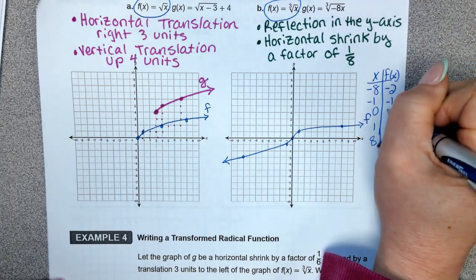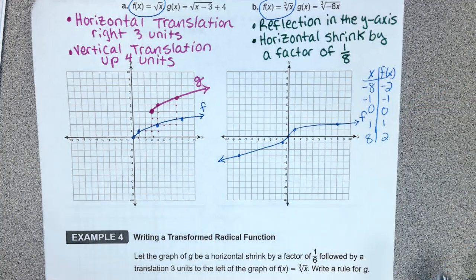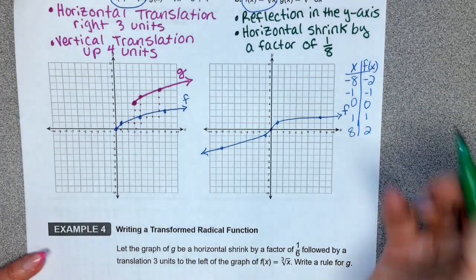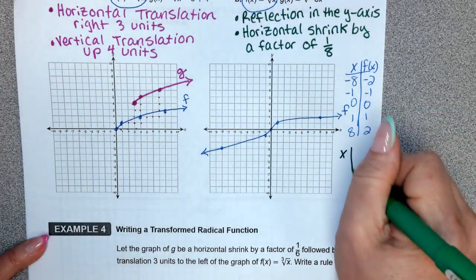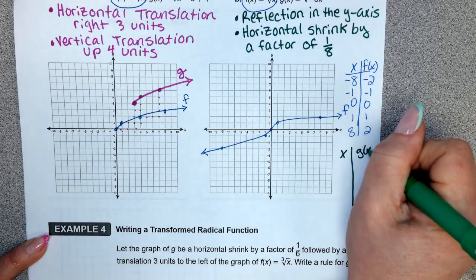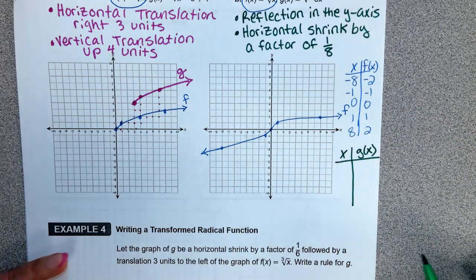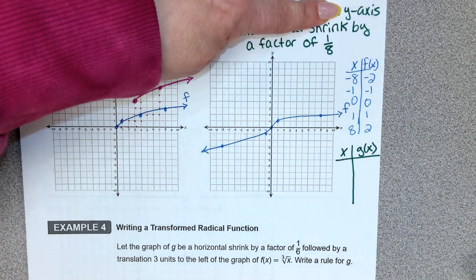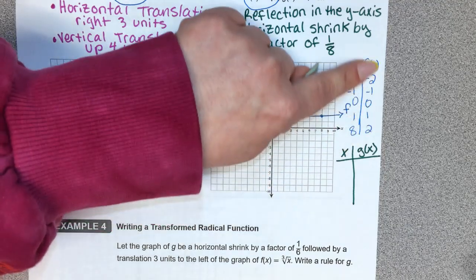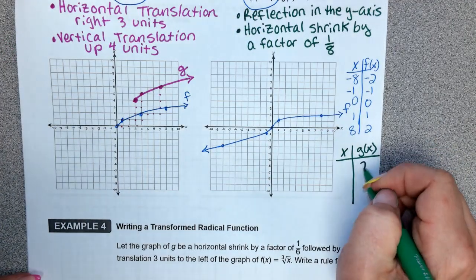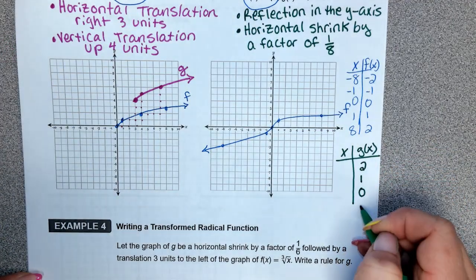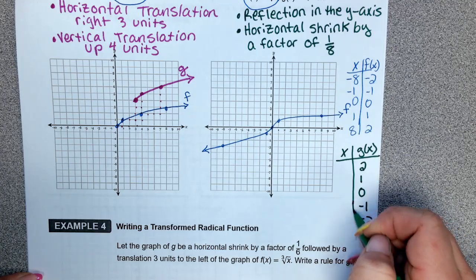-2, -1, 0, 1, 2. Now I need a table for my new function, my new function g of x. First thing I want to do is reflect over the y-axis. So this is the y-axis, so I'm going to reflect them. So I have 2, 1, 0, -1, -2.